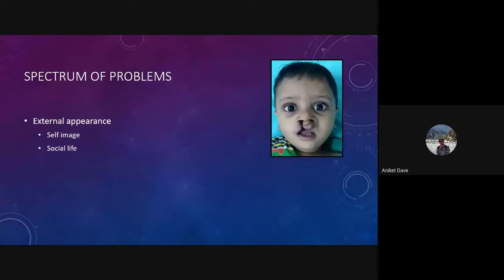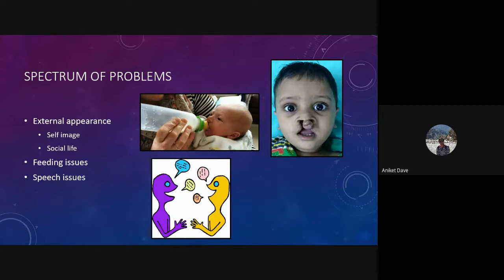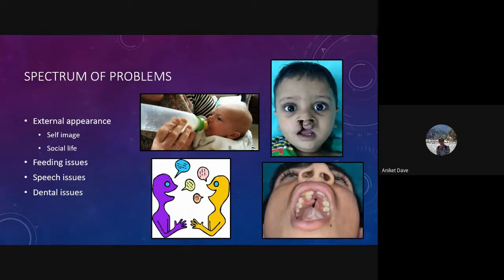So we saw that there's a big spectrum of problems that these kids have. The first is the external appearance, where they have issues with self-image, and difficulties in living normal social lives. There are feeding issues because they are not able to feed properly. There are issues with the speech, which is abnormal. There are issues with the dentition, which is again abnormal. There's crowding of teeth. The palatine shelves may not be aligned. So there are so many problems, and they all need to be addressed while trying to treat a patient with cleft lip or palate.